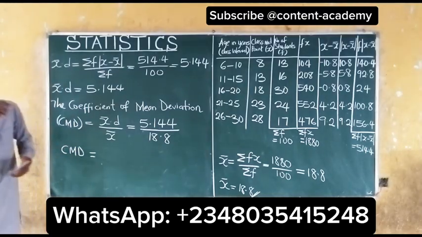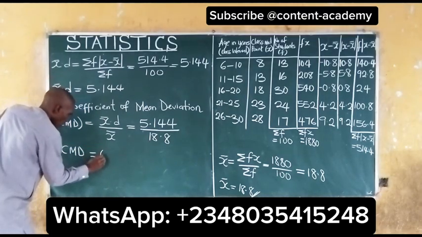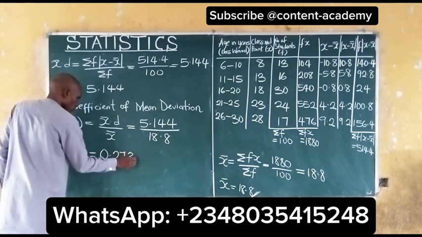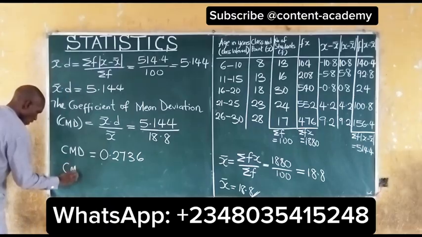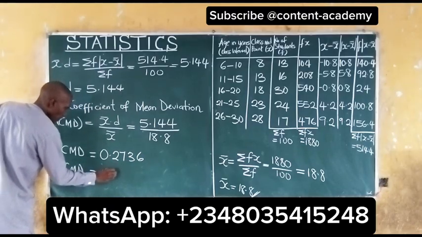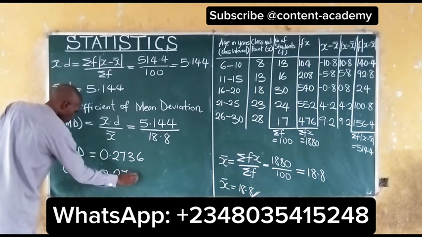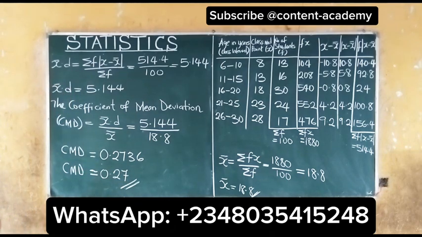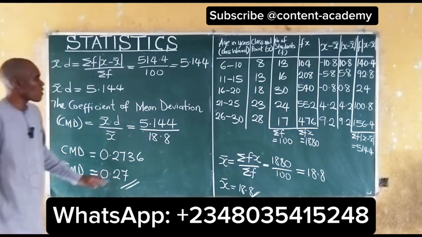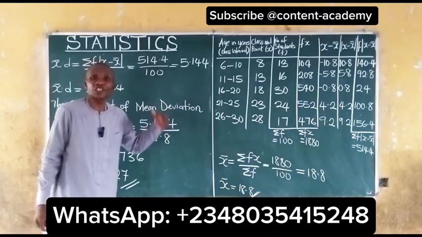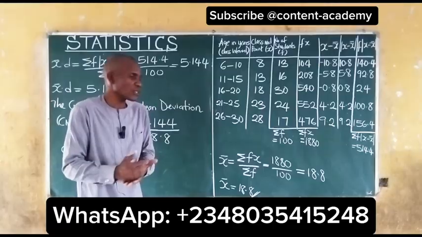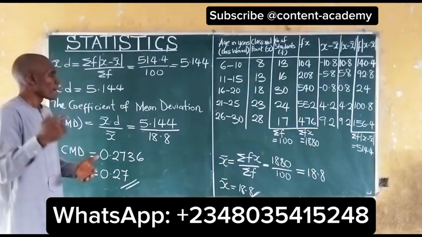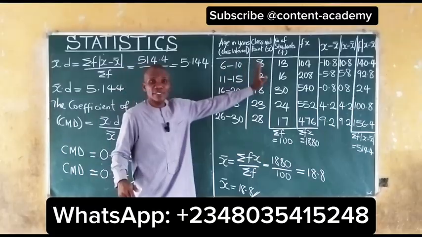So we have here to be 0.2736, which we can also approximate to be 0.27. So this is simply how we can calculate for our coefficient of mean deviation. First, you calculate for a deviation, and second, you now calculate for the coefficient of mean deviation after following all the steps that is given on the board.